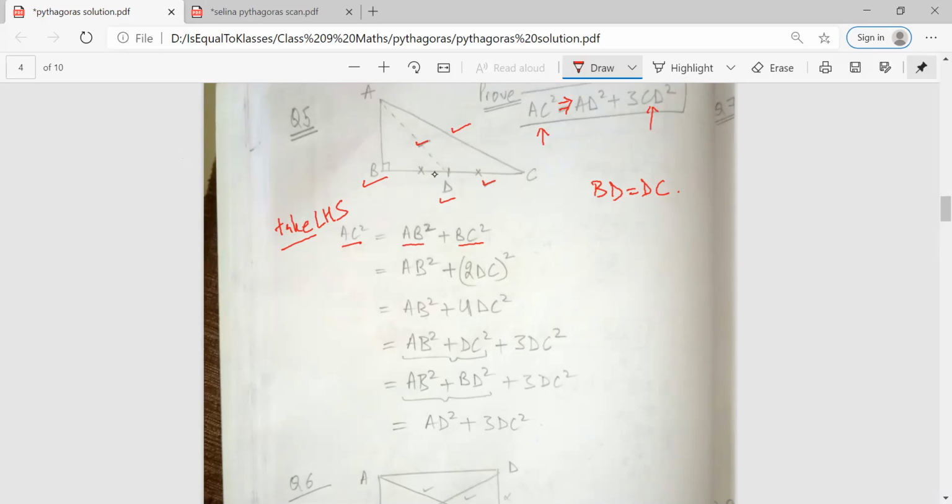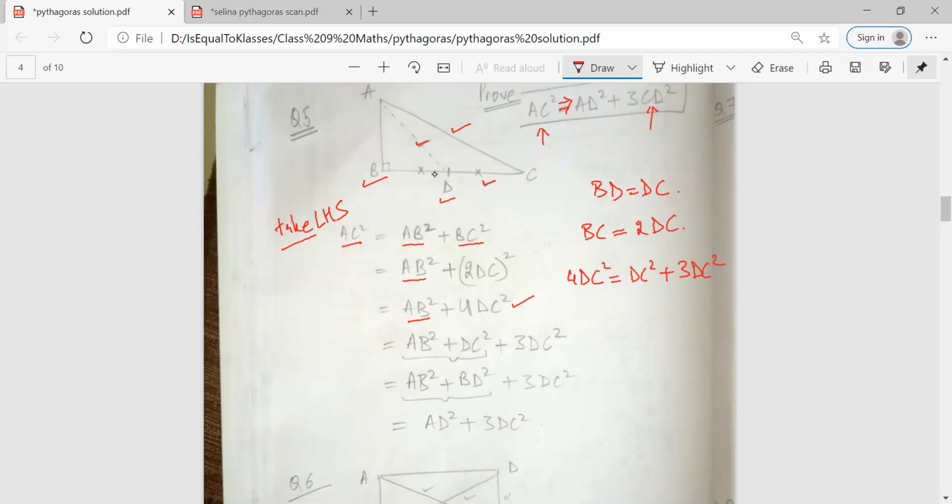So BC is twice of DC. And that is why BC square can be written as 4 times DC square. I haven't done anything to AB square. Any doubt? No, sir. Then I break 4DC square as DC square plus 3DC square. Any doubt? No, sir.